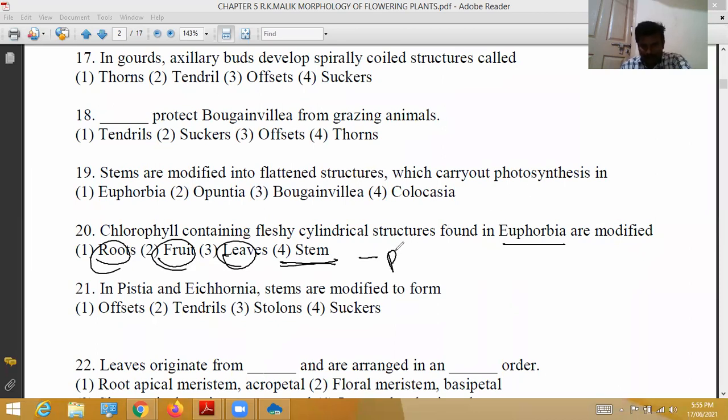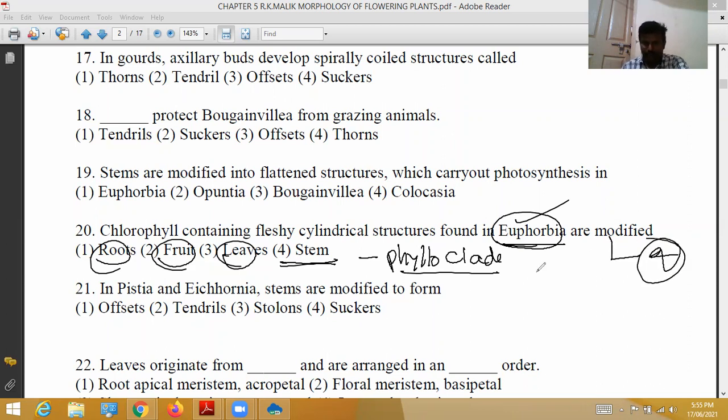Phylloclade, that is the example. Phylloclade is a stem modification. Example, the euphorbia plant. So among the 4 options for this question, the correct option is 4. Phylloclade is a stem modification in the euphorbia plant.